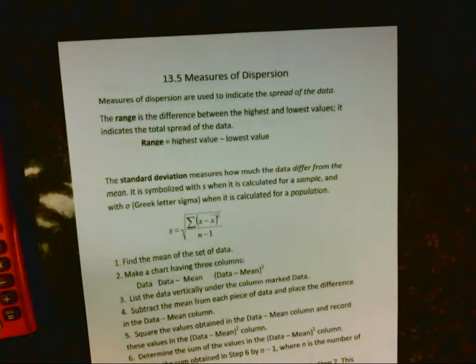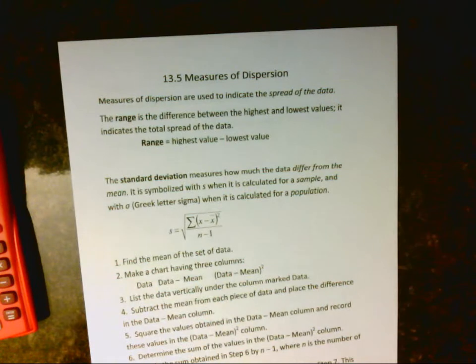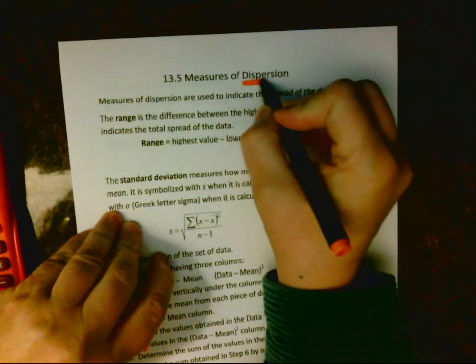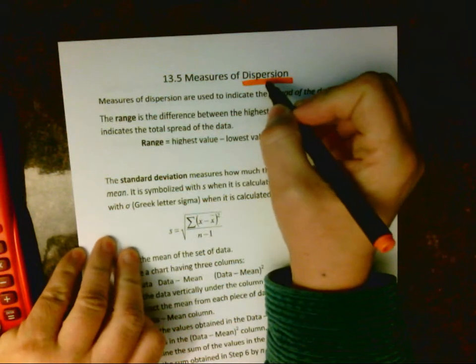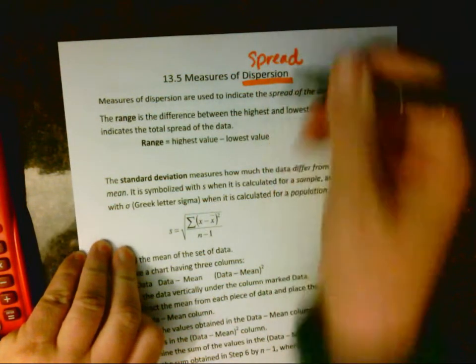Okay, let's get started. Now we're going to cover section 13.5, measures of dispersion. Let's talk a second about what the word dispersion means. When you disperse something, you spread it out. Okay, so we're going to be measuring the spread.